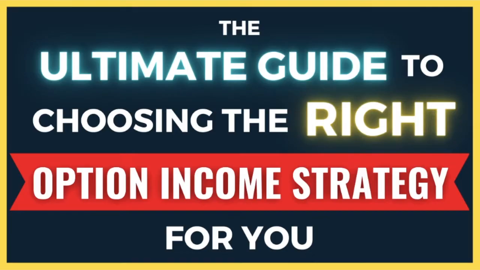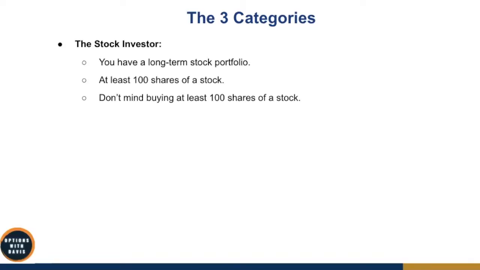First off, there are three categories that you might belong to. The very first category is the stock investor. Maybe you have a long-term stock portfolio and you have at least 100 shares of a stock, and you also don't mind buying at least 100 shares of a stock moving forward. That means you do want to grow your stock portfolio, you want to add on more stocks. Then you will be considered the stock investor.